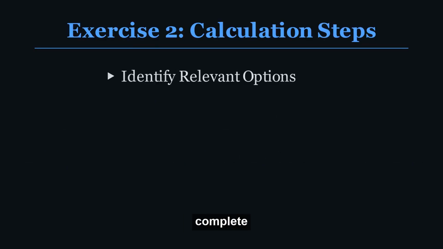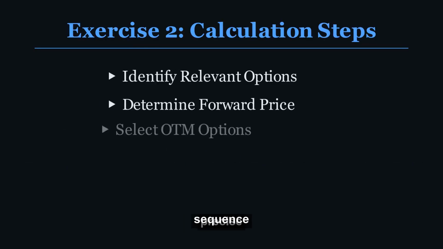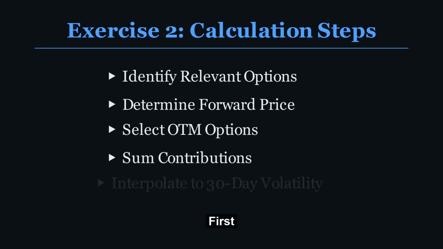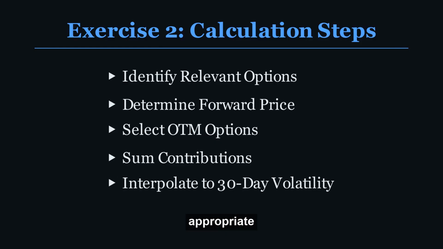To successfully complete this exercise, we'll follow a precise sequence of steps. First, we must identify and select the appropriate options contracts from the market. Next, we'll accurately determine the forward price for the underlying asset. Following this, we'll carefully select only the out-of-the-money options that contribute to the variance calculation. Then, we'll sum their individual contributions to derive a preliminary variance. Finally, we'll interpolate these variances to achieve our target 30-day implied volatility.